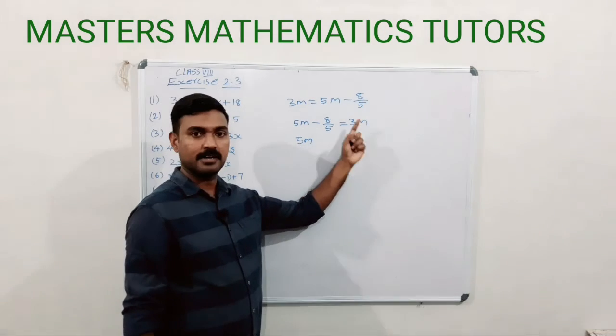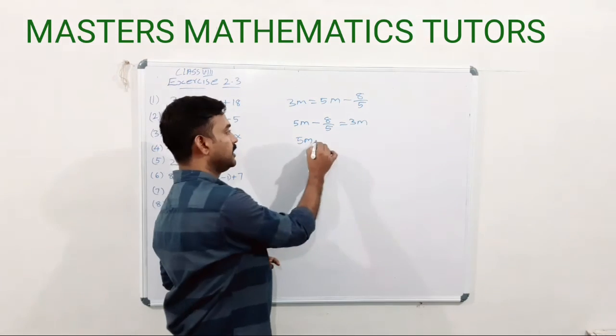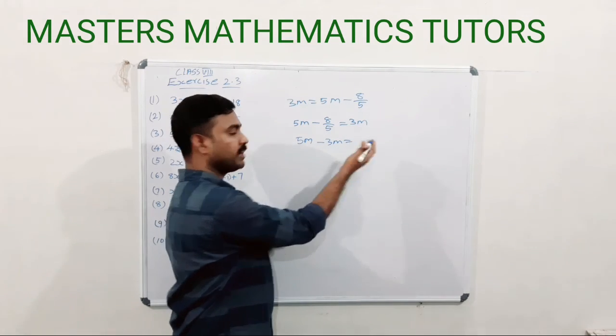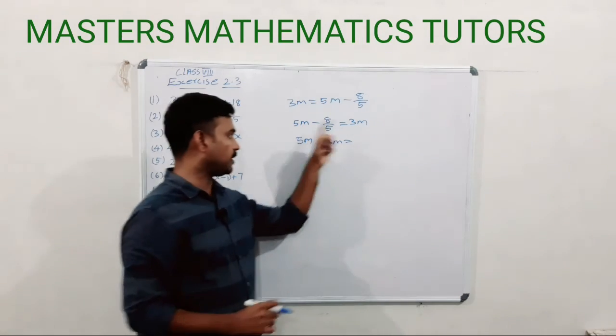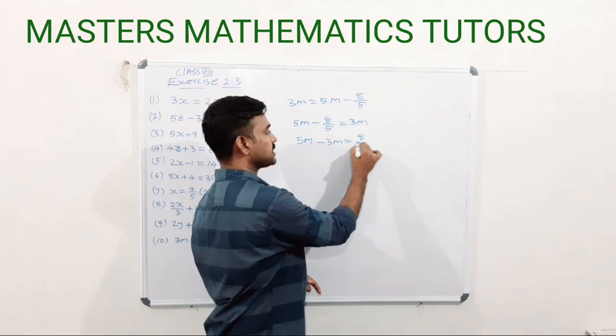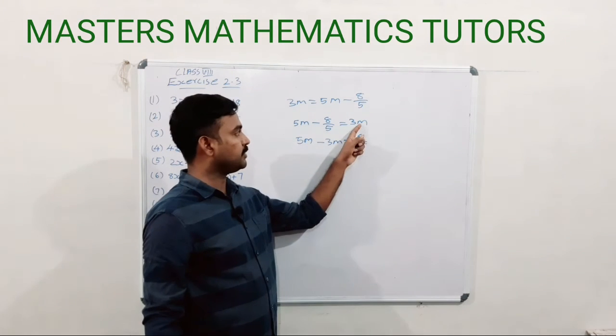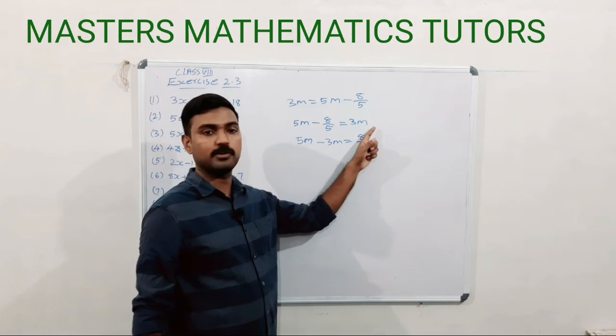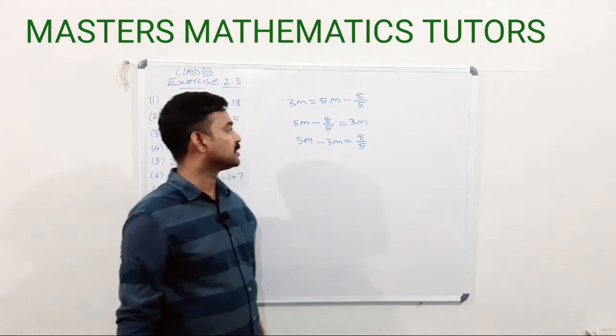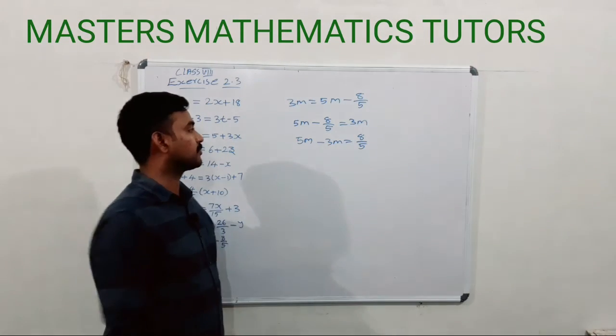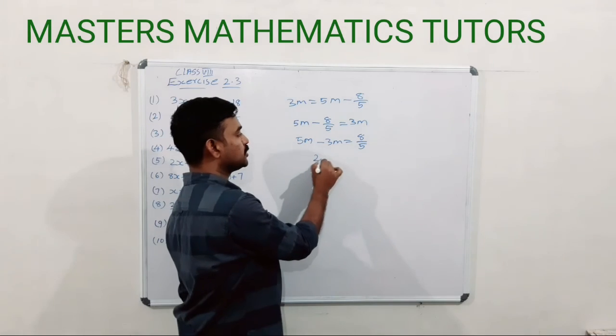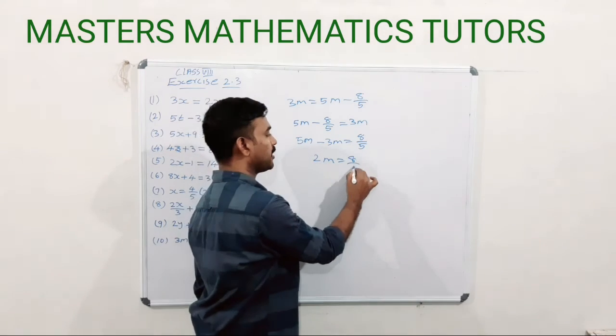Here 3m is there. This 3m bring to the left side. It will be minus 3m. Now we are transposing. Minus 8 by 5 transposed to the right side will be plus 8 by 5. Here, if 3m is taken to the left, there will not be any term, so there is 0, 0 plus 8 by 5. 5m minus 3m is equal to 2m is equal to 8 by 5.